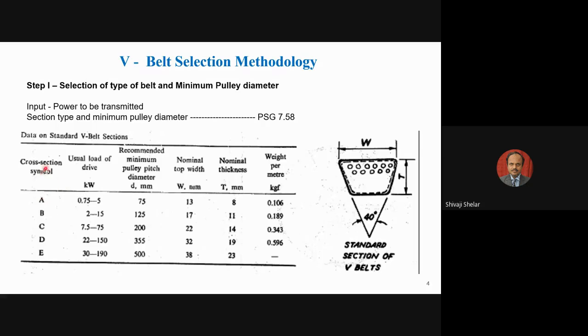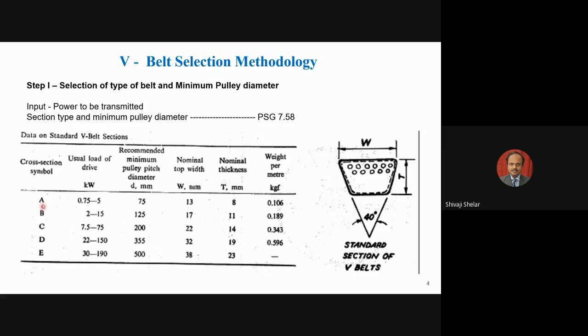There are various types of cross section of the belt. These various cross sections have a standard value of W and a standard value of T. W is the top width of the belt, and T is the thickness of the belt. For each section, if you take a section A belt, it has nominal top width of 13 mm and nominal thickness of 8 mm. This is the standard top width and standard thickness of that belt.